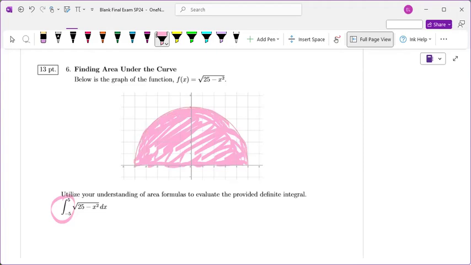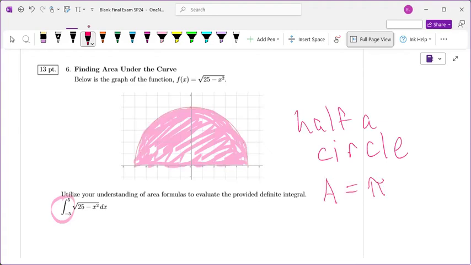It's half a circle. Well, how do we find the area of a circle? We look on the front of the test, and the front of the test will have a whole bunch of area formulas, and one of them will be pi r squared. But this is half a circle. So this is the area of a full circle. So our area here is gonna be 1/2 pi r squared. Now, what's our radius?